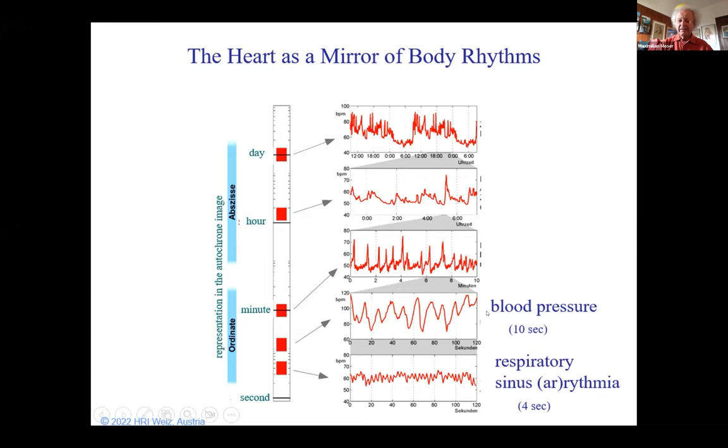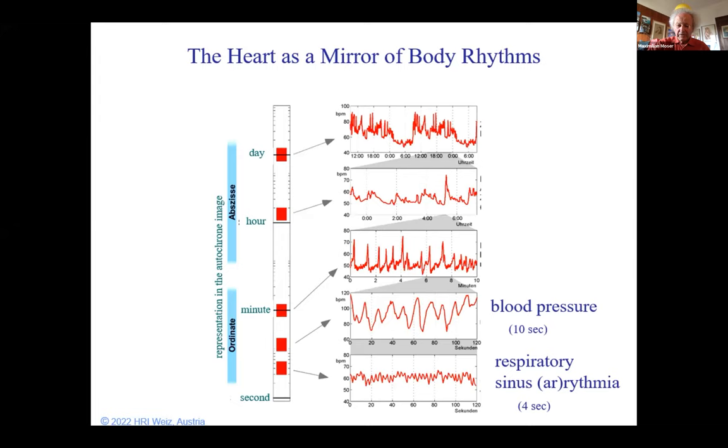Now, interestingly, this is the rhythm when you are concentrated. So it means relaxation and rehabilitation and recreation: the heart connects with the lung, with the respiration, whereas if you're stressed but in control, then the heart connects to the blood pressure rhythm. And this is the rhythm, obviously, of consciousness, of personality.